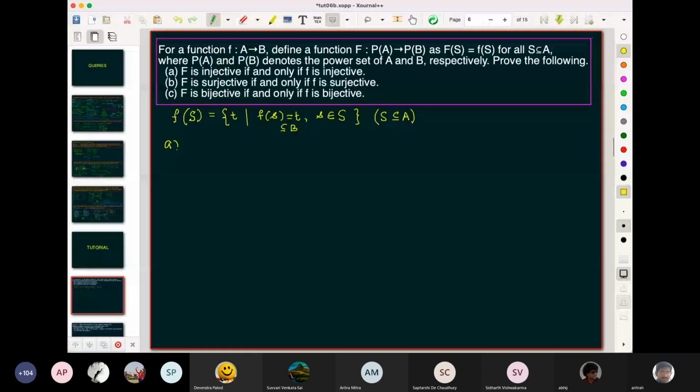Okay, so let us consider this direction first. If f is injective, you need to prove capital F is also injective. This is a simple problem; I think everyone can do it. What does the definition of injective say? It says that if f(a1) equals f(a2), it implies a1 equals a2. That's the definition of injective, right?